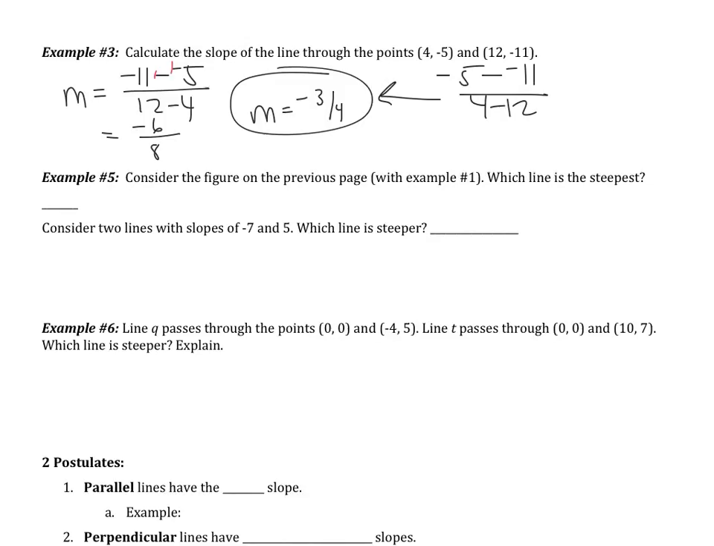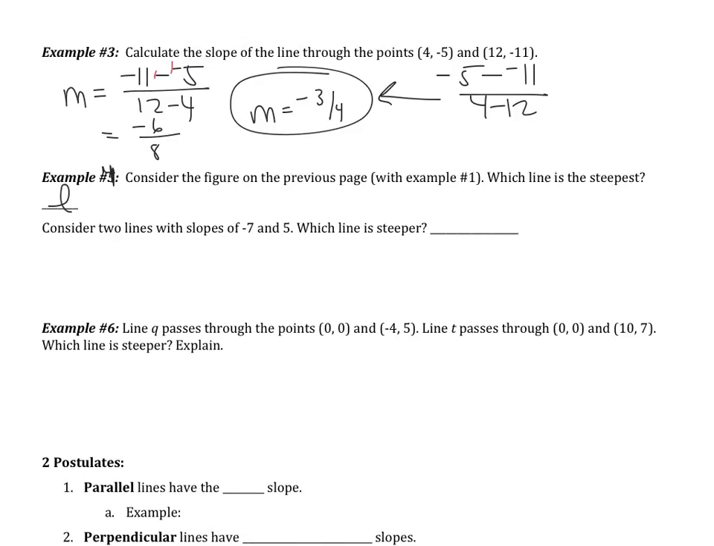Okay, so that was calculating slope. And I told you that slope is a measure of steepness. So looking at example 5, I know it should be 4, so I apologize that I went out of order. It says, consider the figure on the previous page. Which line is the steepest? So you should be able to tell that line L is the steepest, and that's because it's vertical.